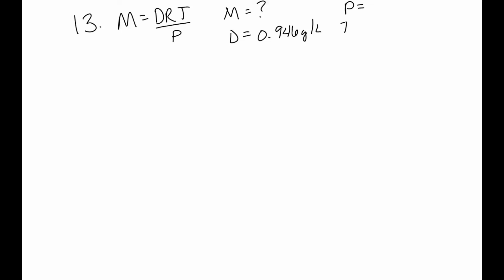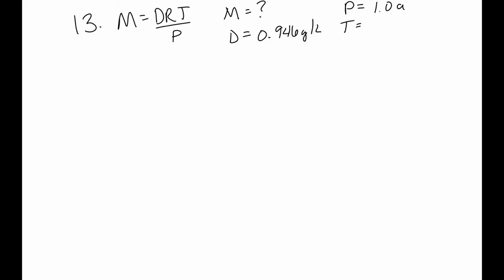Okay, number 13. What is the molar mass of a gas that has a density? So we're looking at molar mass and density. So we're already looking at, and it wants the molar mass. We're looking at the dirty P equation. So it wants molar mass. It has a density of 0.946 grams per liter.